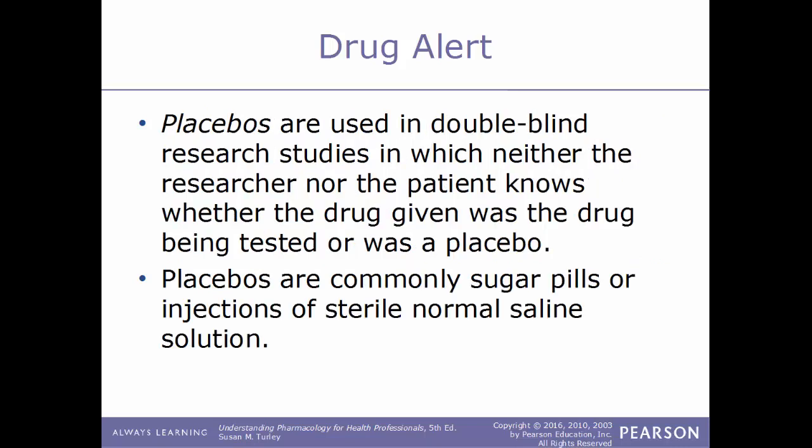Now placebos are used in double-blind research studies, and that means that neither the researcher dispensing these drugs nor the patient knows whether or not the drug they are taking is a real drug being tested or a placebo. That way, by no one knowing whether it is the real drug or just some sugar pill, the results aren't going to be tainted. Placebos are commonly sugar pills or injections of sterile saline solution.